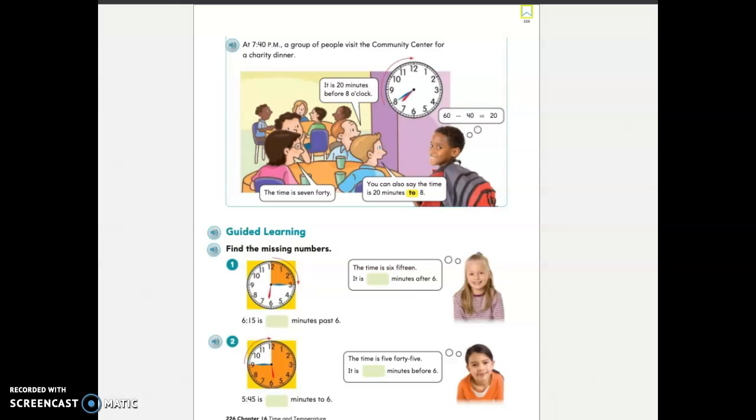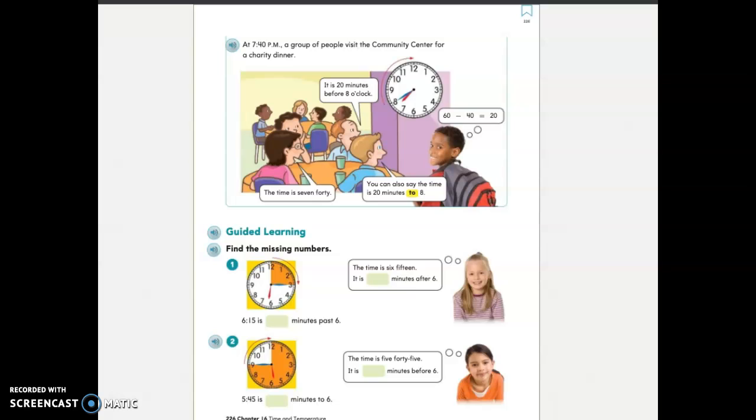So we have another example that says at 7:40 p.m., which is at night, a group of people visit the community center for a charity. So here's our analog clock, and it is showing that it's 20 minutes before 8 o'clock. So if we count by 5s, 5, 10, 15, 20, that's before 8 o'clock. This friend right here is saying, well, I know that 60 minutes is 1 hour, so I can minus 40 minutes, and I get 20 minutes left.